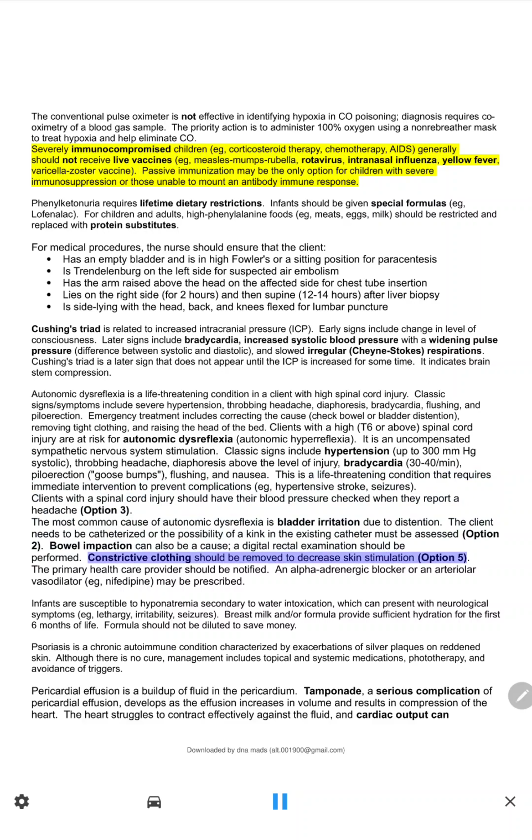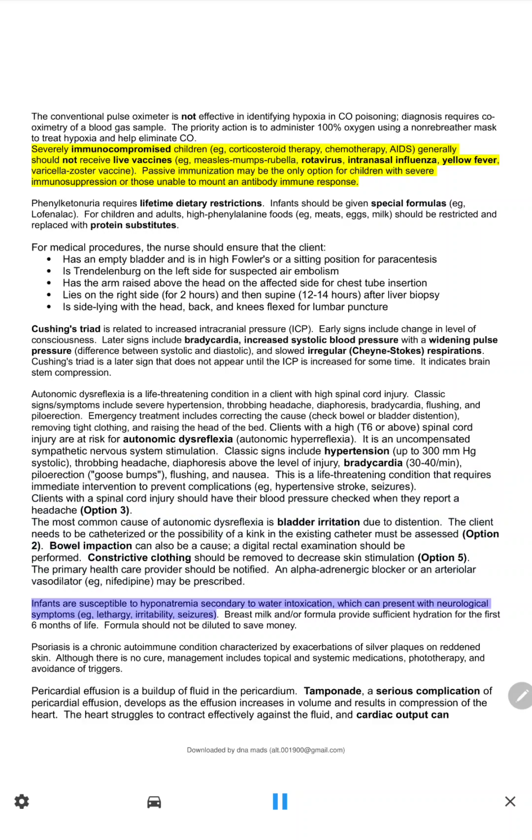Constrictive clothing should be removed to decrease skin stimulation. Option 5. The primary healthcare provider should be notified. An alpha-adrenergic blocker or an arteriolar vasodilator, e.g., nifedipine, may be prescribed.